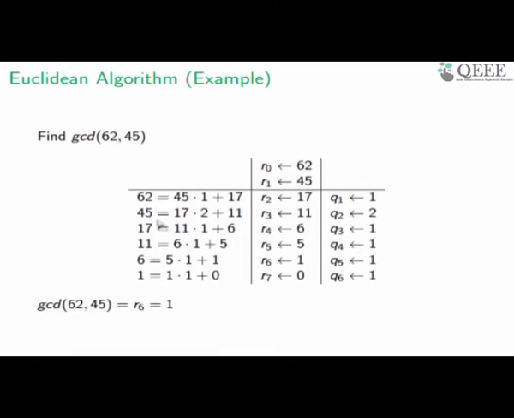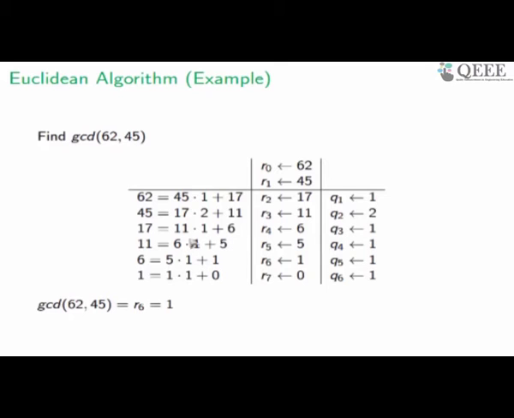So 17, you can find the quotient as 2 and a remainder 11 when you divide 45. So this is 45 equal to 17 into 2 plus 11. So the remainder is 11 when 45 is divided by 17, with a quotient of 2. Now for the third step, you take 17 and represent it by the remainder of 11 into this quotient 1 plus a remainder of 6. So R4 is 6 in this way and you have Q3 equal to 1.